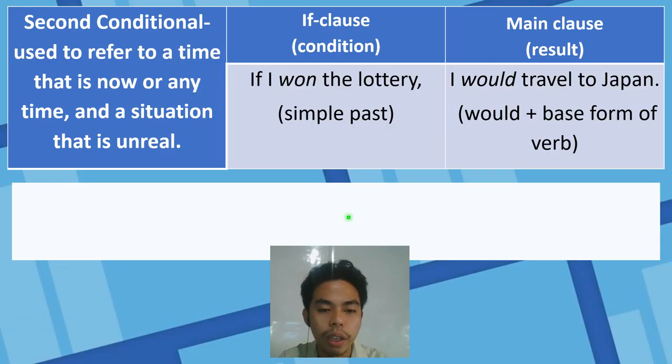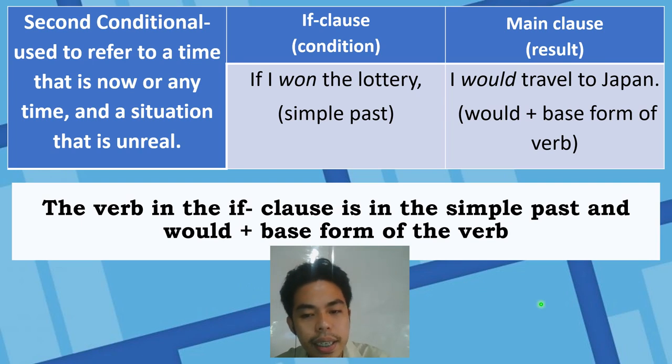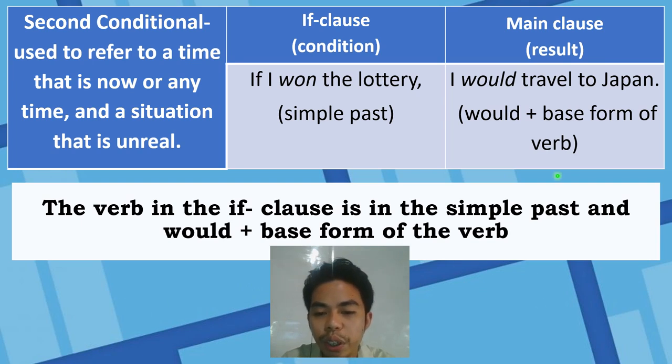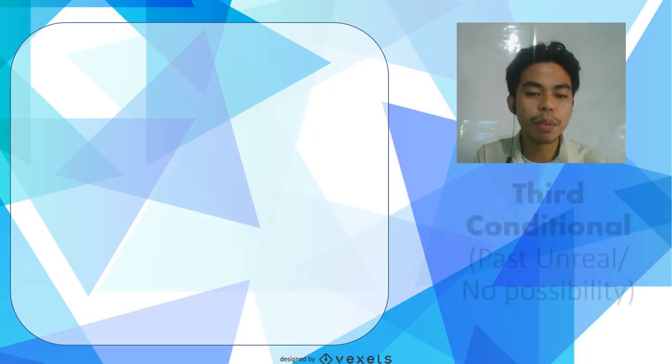Are you following? Okay. So as you see, the structure is the verb in the if clause is in the simple past, and we have would plus the base form of the verb in the main clause or the result clause. So again, this is something that may really happen if I am thinking of taking a bet or buying a ticket in the lottery. So if I do that, I will have a possibility or a chance of winning the lottery and being able to travel to Japan. Understood? But for now, I'm just imagining, that is why it is imaginary, the situation is unreal. Understood? Okay, so let's now proceed.